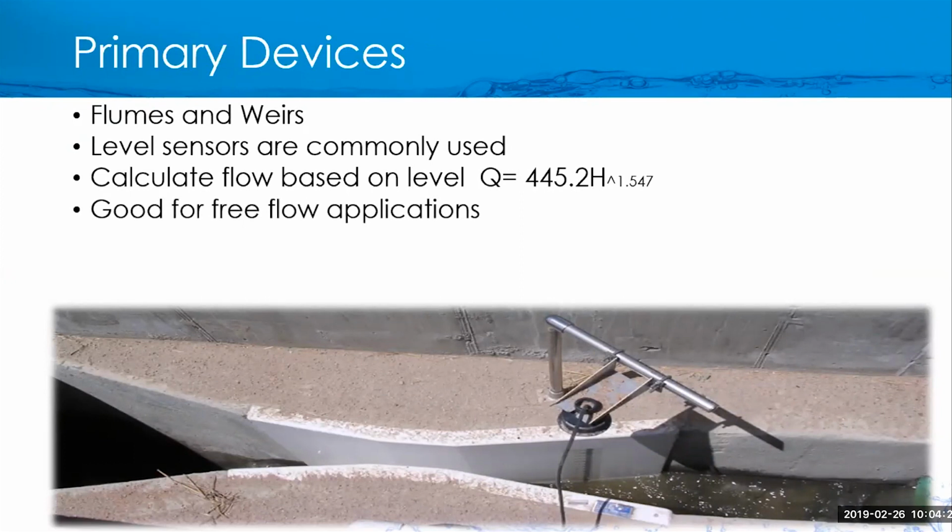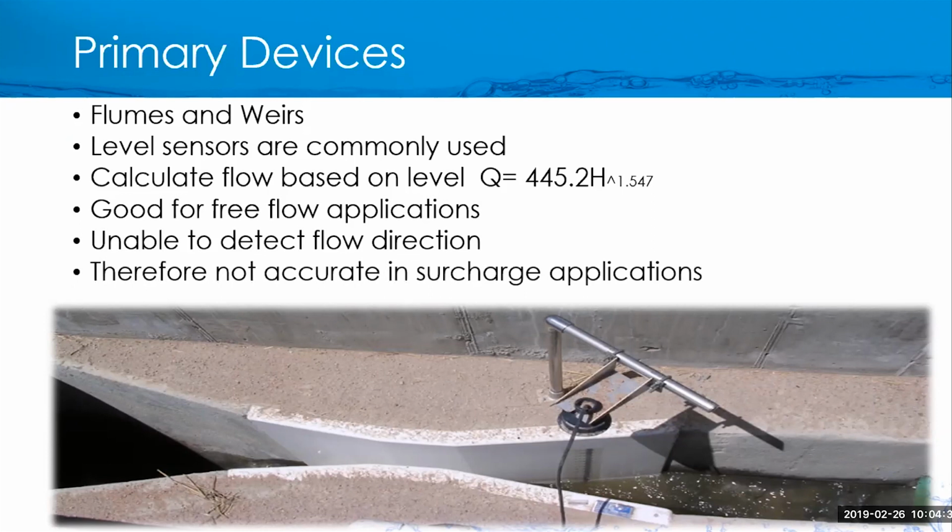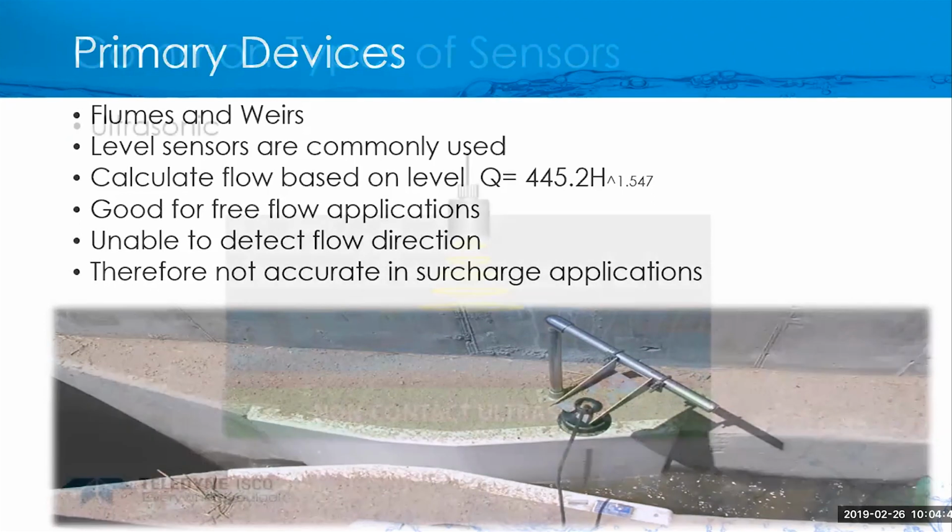Primary devices are good for free flow applications, but they are unable to detect reverse flow. So we need to make sure we have a good application. The water is going one direction and isn't backing up. Therefore, Flumes and Weirs are not good in surcharge applications. That's where we want to use a different type of technology.